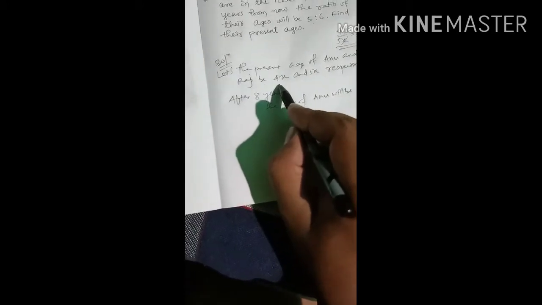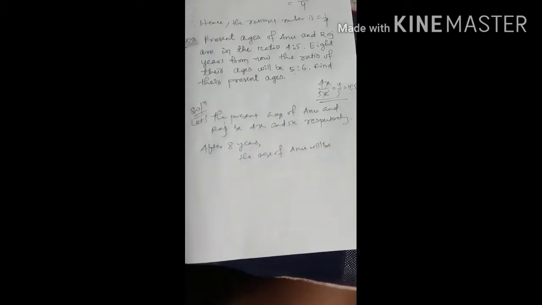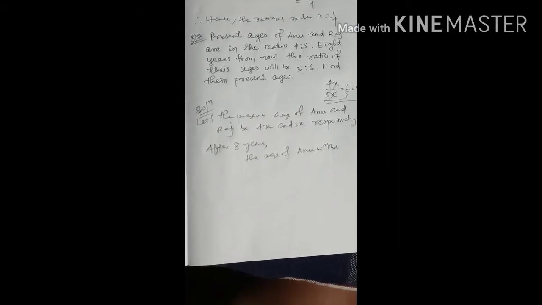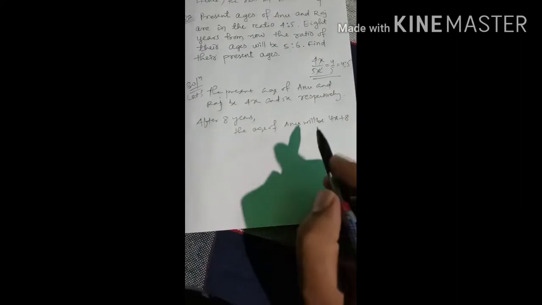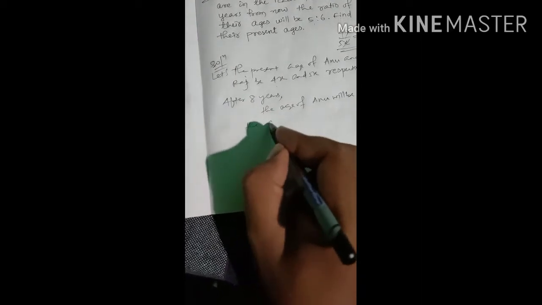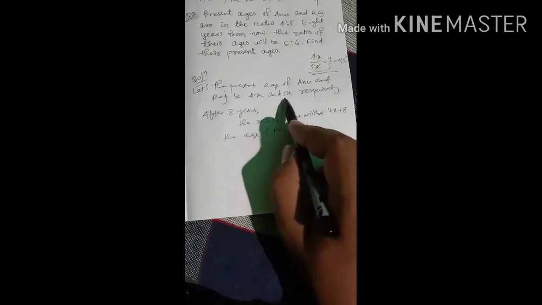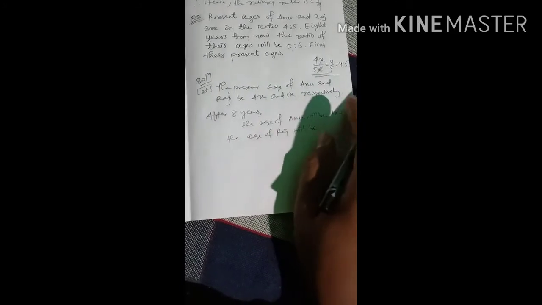The age of Anu will be: at first the present age is 4x, and after 8 years we'll add 8 to its present age, so the age of Anu will be 4x plus 8 years. And the age of Raj will be: at first the present age of Raj is 5x years, and after 8 years we'll add 8 to 5x, so the age of Raj will be 5x plus 8 years.